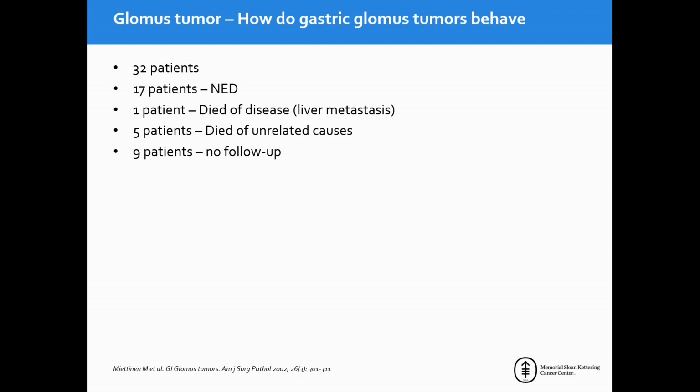What about gastric glomus tumors per se? In the AFIP study from Miettinen and others, of the 32 patients, 17 patients had no evidence of disease. So a vast number of gastric glomus tumors are also benign. And there was only one patient who died of liver metastasis in their study series.